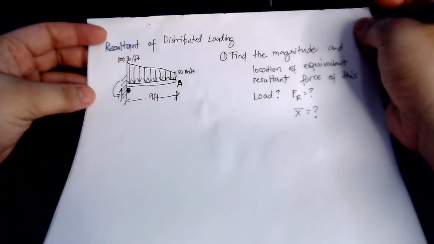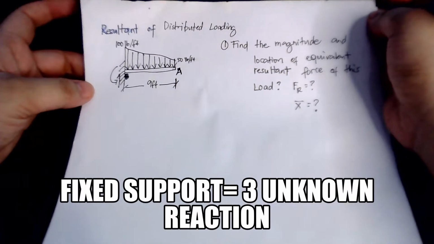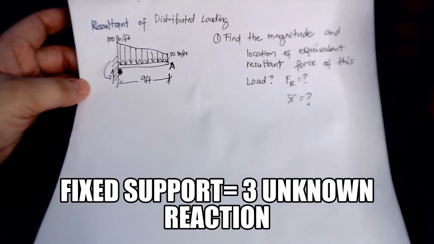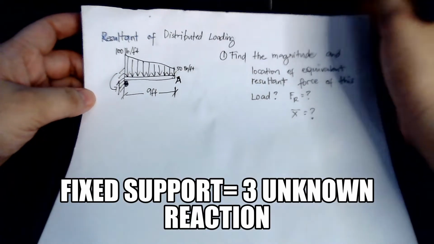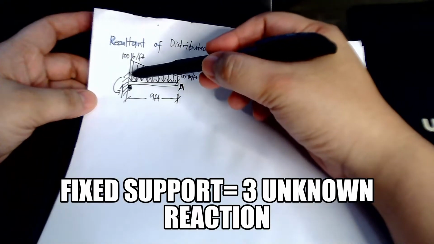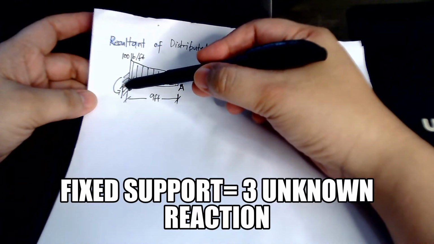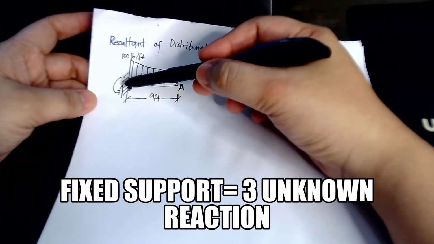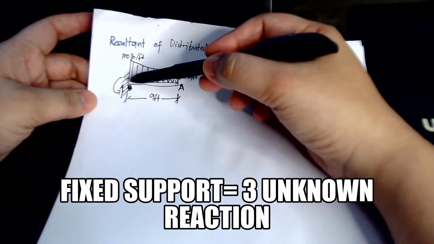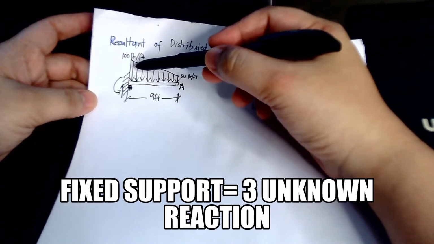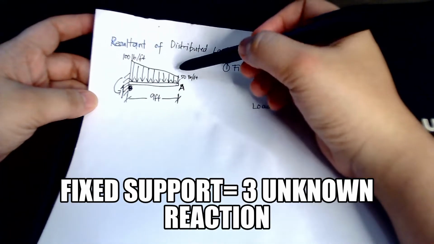Okay, class, here's another example of calculating the resultant of distributed loading. In our problem, we are tasked to find the magnitude and the location of the equivalent resultant force of this loading. This problem is a fixed support, meaning you have your reaction along y and your moment. We don't have any reactions along x because our loading is only vertical load. So wala siya horizontal load.